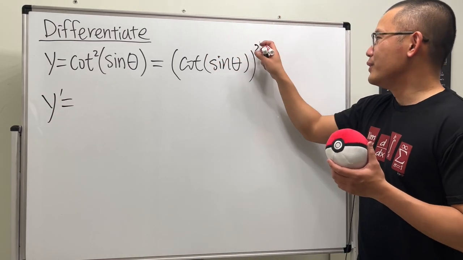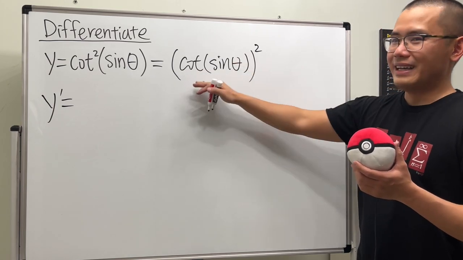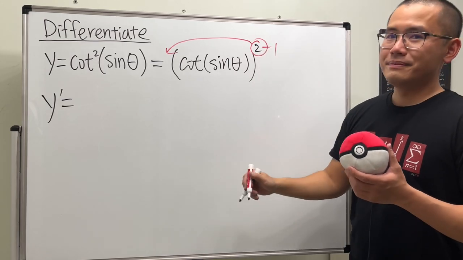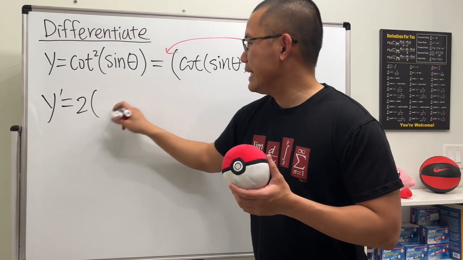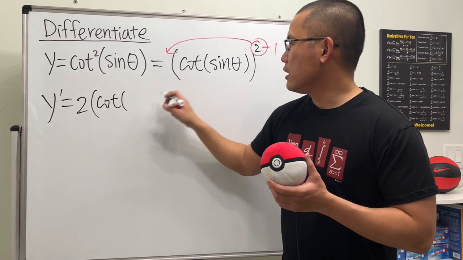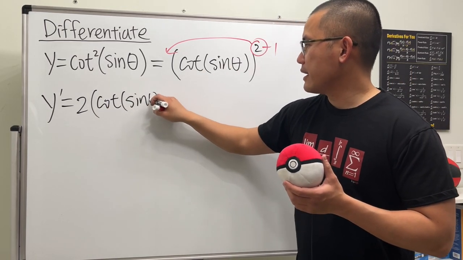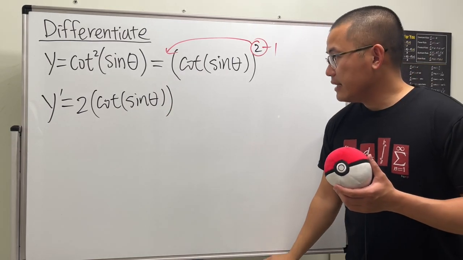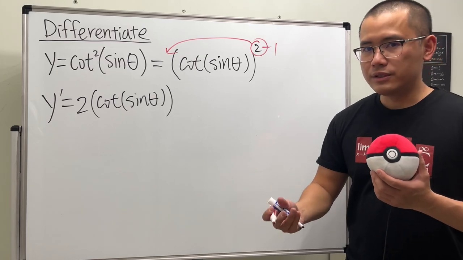First off, we are going to do the power rule for the outside function. So put the power to the front and then minus 1. Therefore, we get 2, and then the inside stays the same. So let's just go ahead and write down cotangent of sine theta inside like this, and to the first power. So that's it, right? And then next, we are going to continue by using the chain rule.